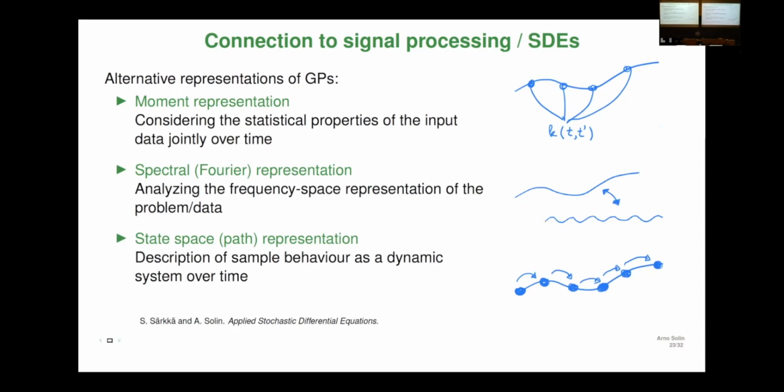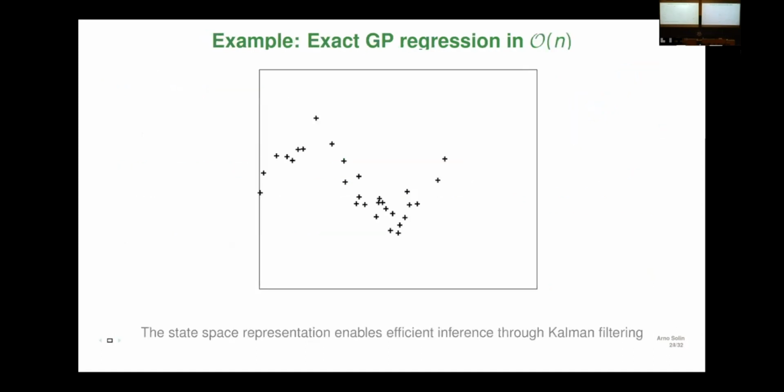So if you have a one-dimensional GP and you convert that to the state space form, you can actually leverage methods from signal processing, say Kalman filtering, for doing the exact GP inference in linear time. And now you remember it was cubic in the standard case. So if you go linear, you can actually do big data sets.